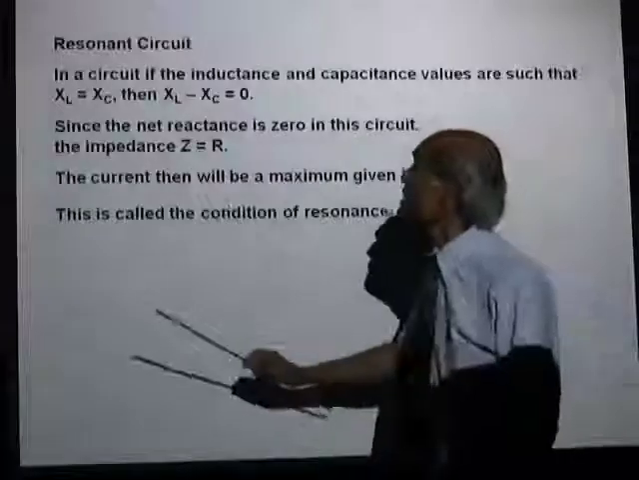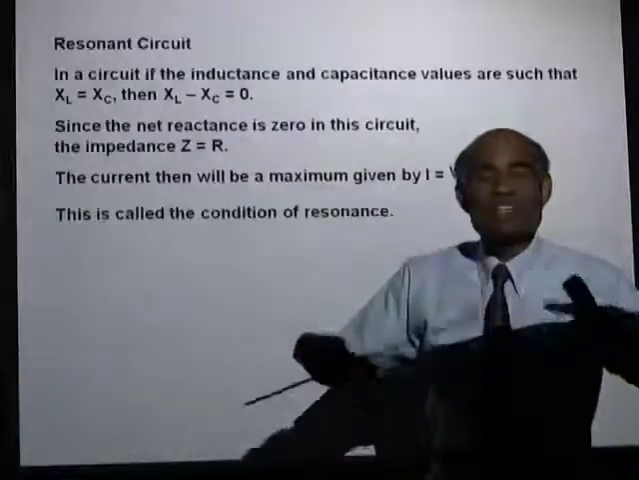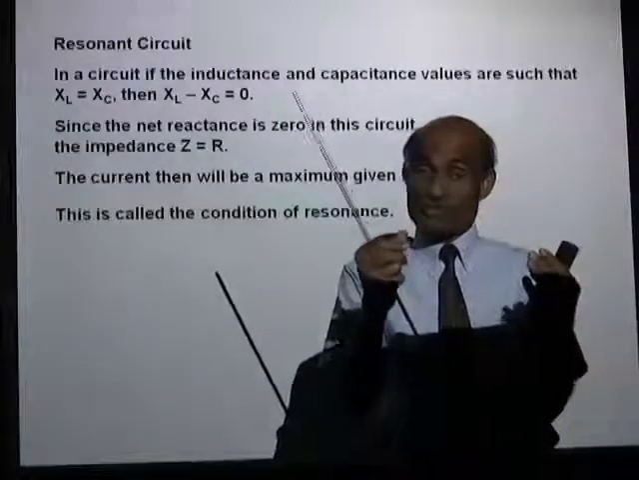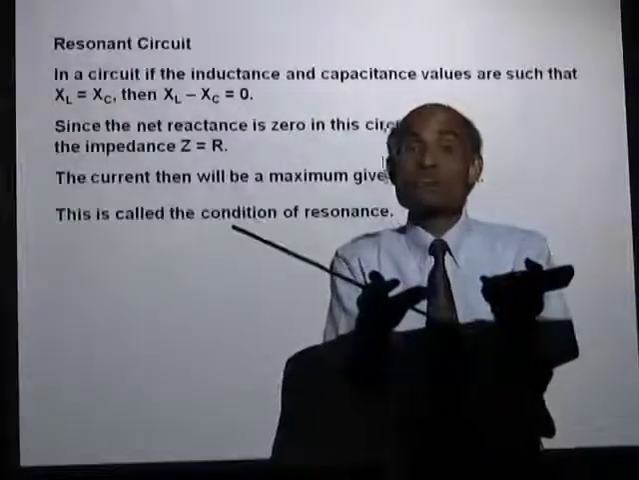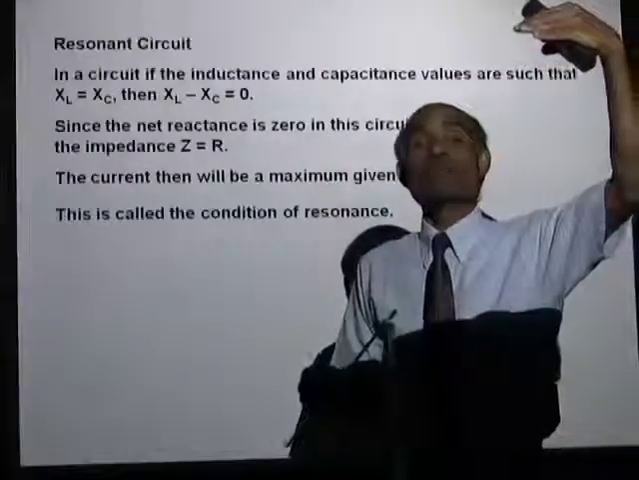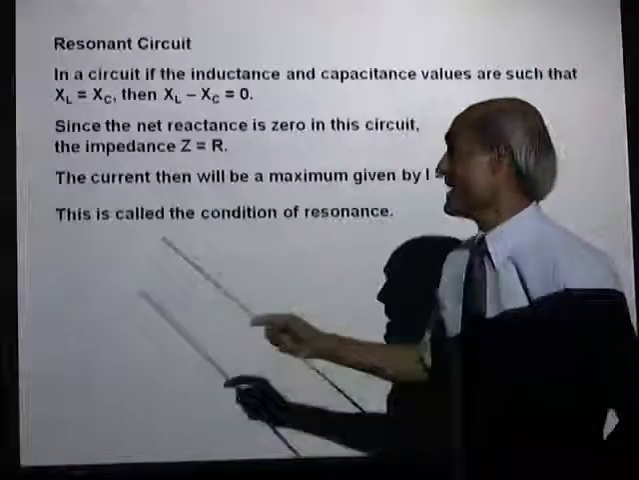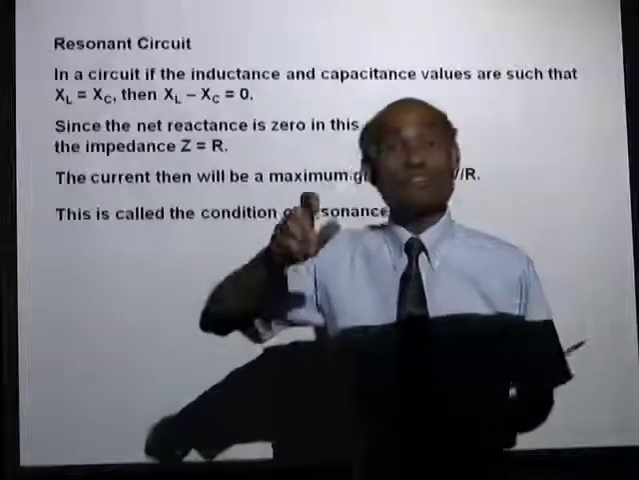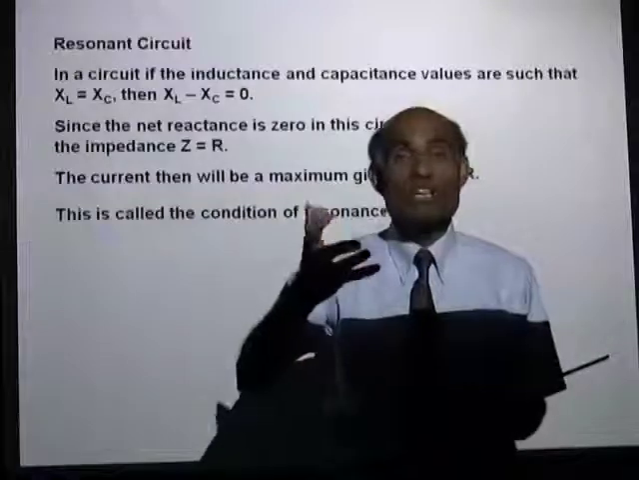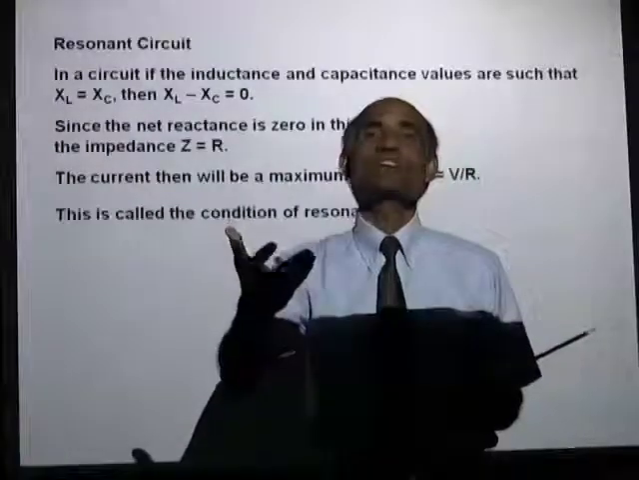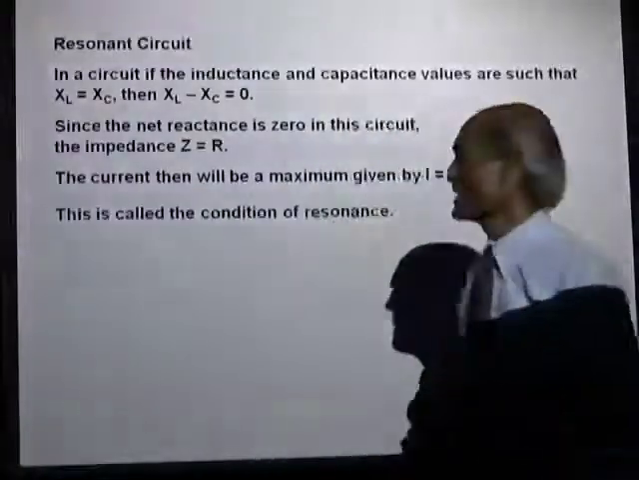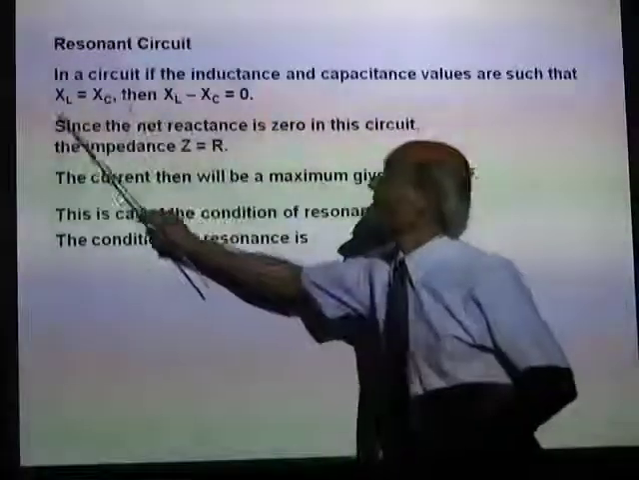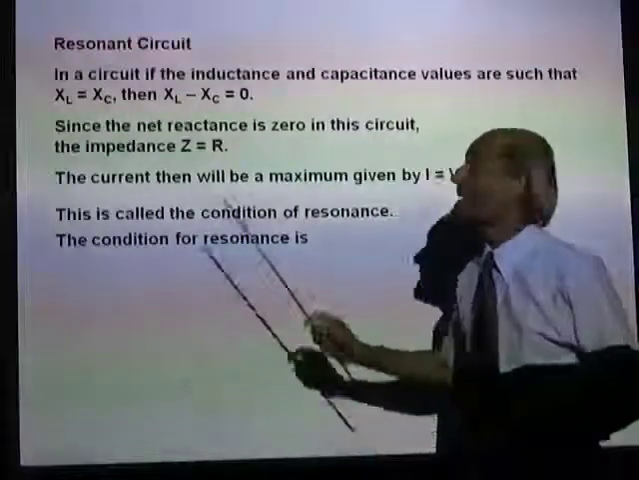And such a circuit is said to be a resonance circuit. When the circuit is adjusted for resonance, the net reactance is 0. The current will be a maximum at that time. And we have a resonance circuit. In fact, when you tune a radio or television, you're actually tuning using the condition of a resonant circuit. So the condition for resonance is XL equal to XC.